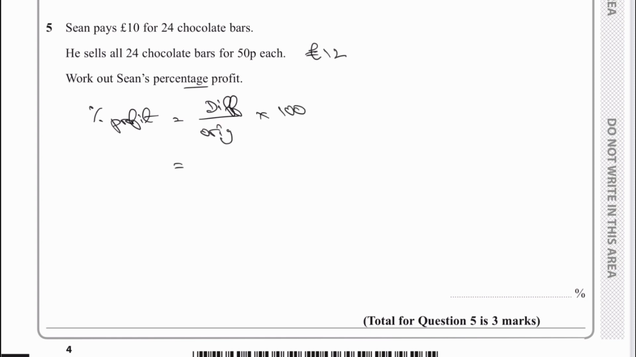Well, the difference between what he bought it for and what he sold it for is going to be £2. The original price is going to be £10, multiplied by 100. Okay, that's 200 divided by 10, which is going to be 20%. So Sean makes a very healthy 20% profit on selling his chocolate bars. Okay, hopefully that's all right.